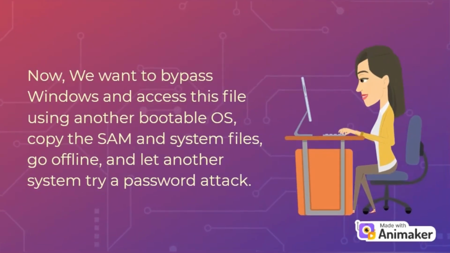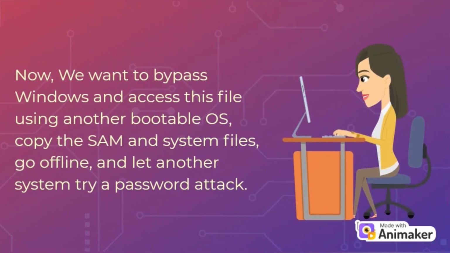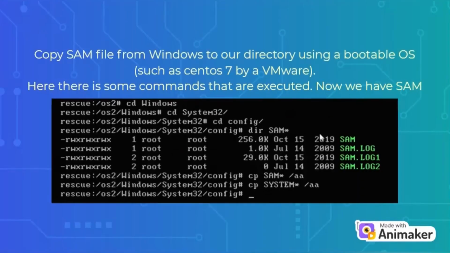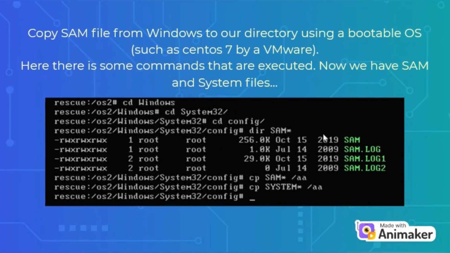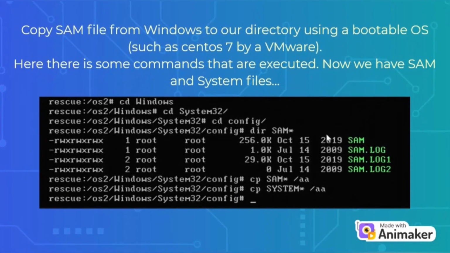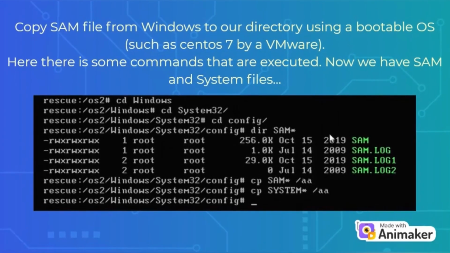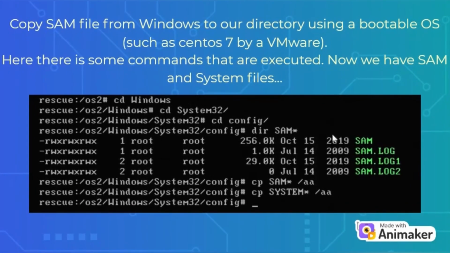Now, we want to bypass Windows and access this file using another bootable OS. Copy the SAM and system files, go offline, and let another system try a password attack. We use a bootable OS. We run CentOS 7 via VMware, and then we easily could copy SAM files from Windows to our directory. Here there are some commands that are executed. Now we have SAM and system files.